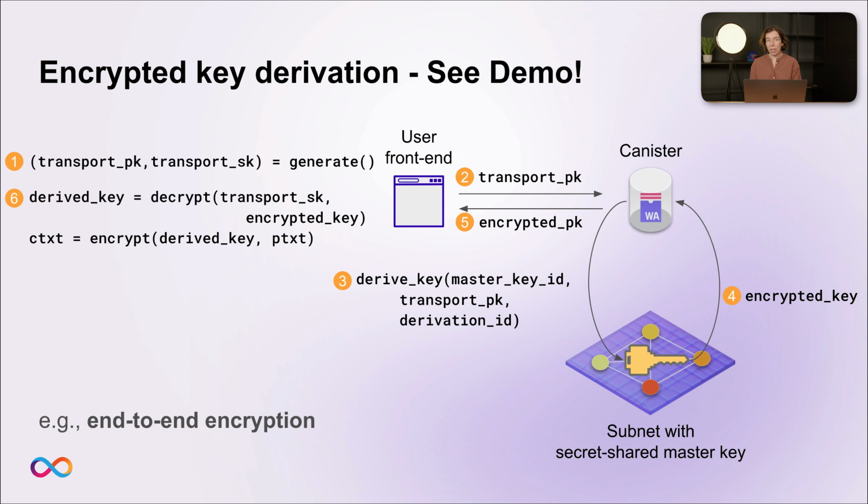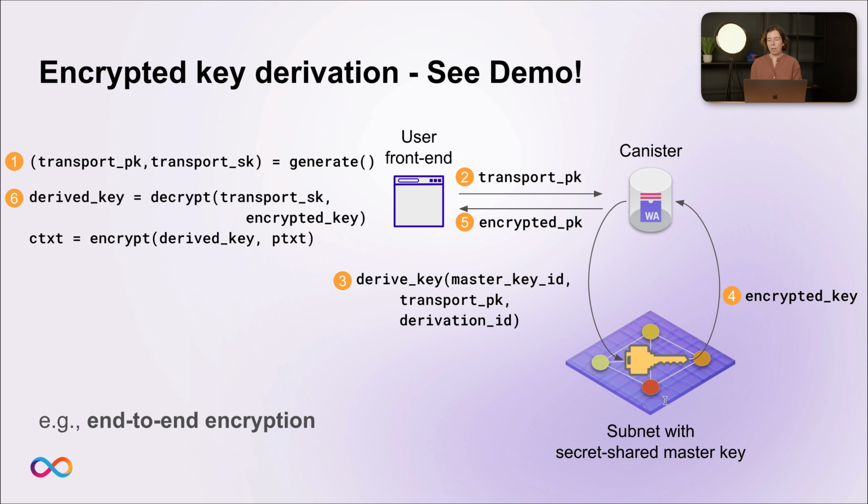This will be shown in the demo, but to give a quick walkthrough of the steps involved, you first need to generate your transport public key, your transport secret key. You send the transport key to the canister. You call the derive key method from the subnet, which takes as input the master key ID, the transport public key that you generated, the derivation ID, which is needed to derive the key, your deterministic derived key.